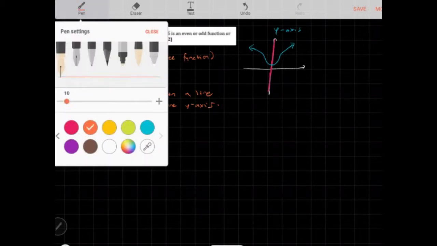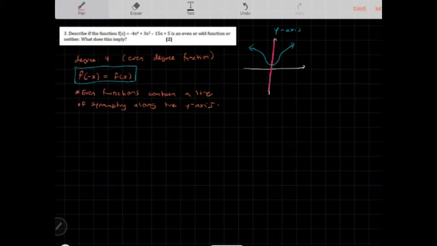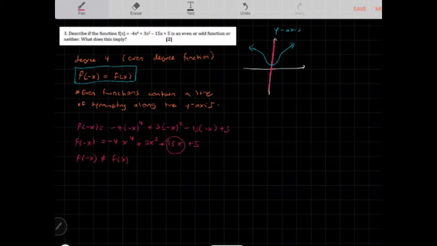So let's test that out, right? So in this case, let's just use a different color for this. But in this case, let's do f of negative x. So we get negative 4 negative x to the power 4 plus 3 times negative x squared minus 15 times negative x plus 5. This is negative 4 x to the power 4 plus 3 times x squared plus 15x plus 5. And you can notice here that f of negative x is not equal to f of x because of the fact that the third term, this is positive 15x versus negative 15x, right?